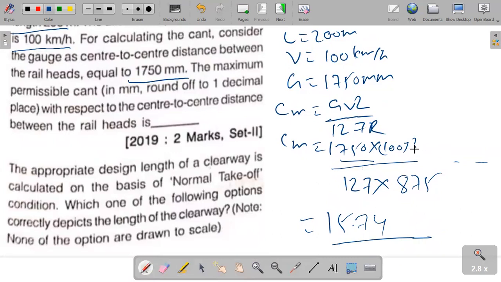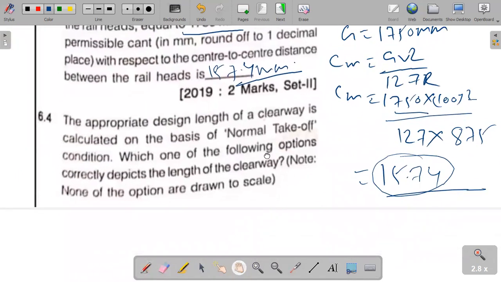And we need to calculate this 100 in mm. So 100 into 10 to the power 3 in meter, it came to about 157.4. This will be this. Okay, so this will be the right answer. Let's move on to our next question.